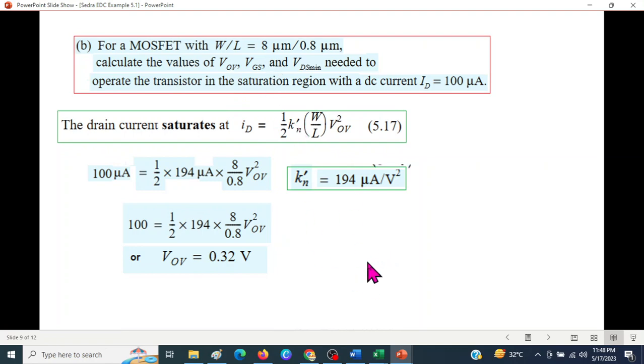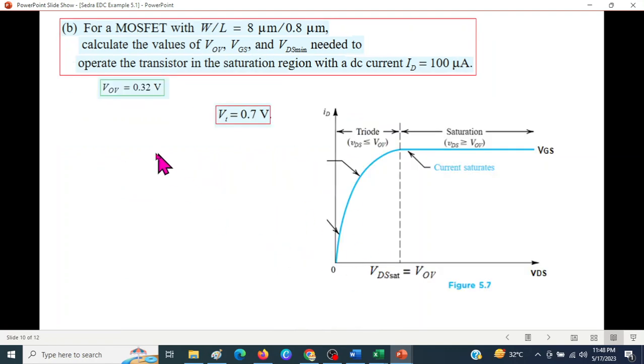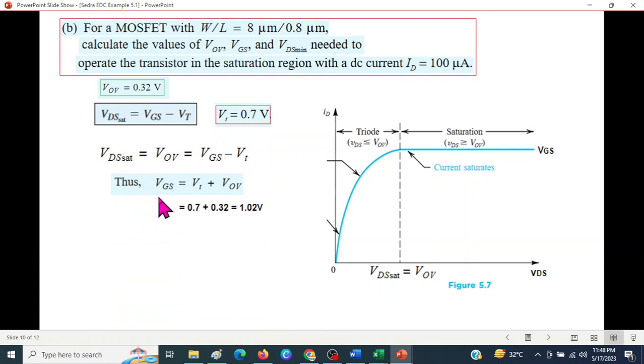Now VGS. VOV you have calculated, VT is given. So we'll use the formula that we have learned, that VD saturation, which is actually VOV, is VGS minus VT. So VOV is VGS minus VT. VOV we know and VT we know, so VGS we can find from here. VGS is 1.02 volts. So this is this voltage here, VGS.